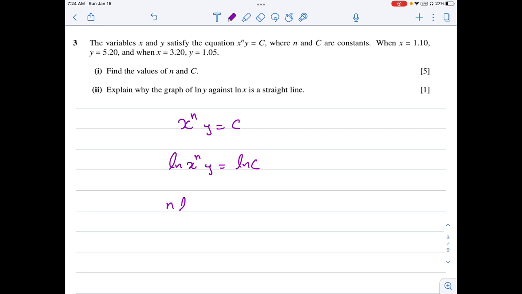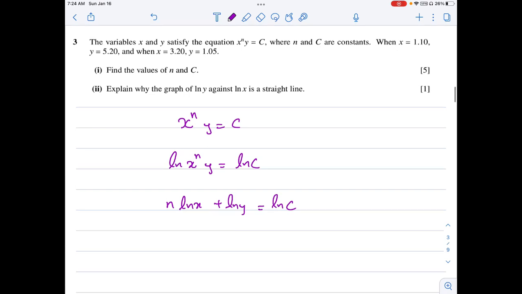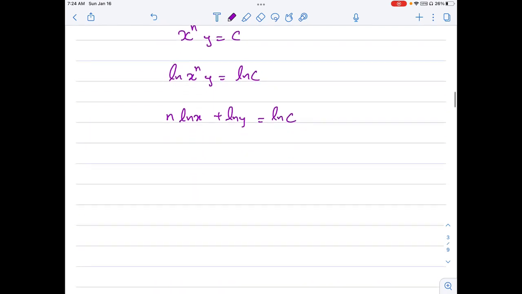So it becomes n ln x plus ln y is equal to ln c. Some people say ln, some people say log, as you wish. n ln x plus ln y is equal to ln c. I have applied logarithms on both sides. Now we can substitute the values.